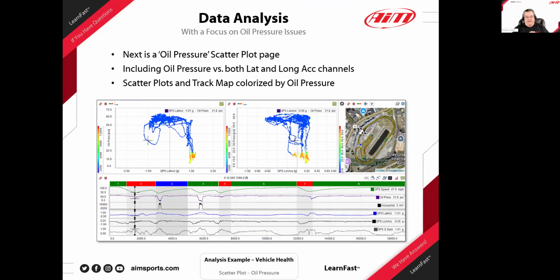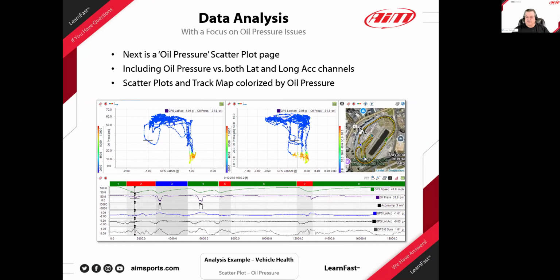And you can see this cursor here. I put the cursor in, and of course they're linked together. So I came over here and clicked right in the scatter plot. I thought, well, where did this one happen? I clicked on it, and you can come over here and see the blue dot is the position, fairly small on your graphs, but it's turn one coming off of the banking at Daytona heading into the infield. So that is a left-hand corner where it started to lose some oil pressure.